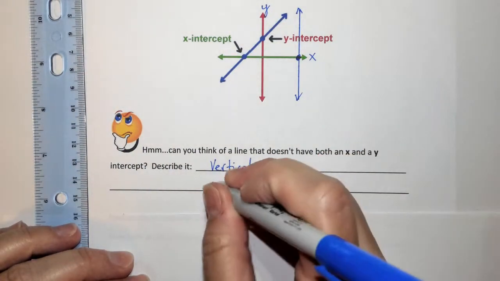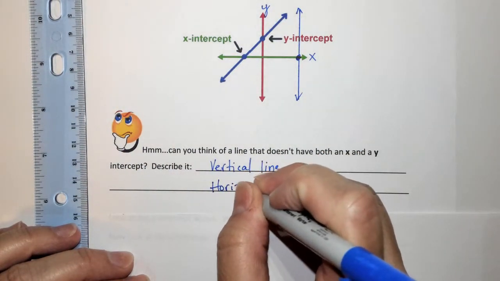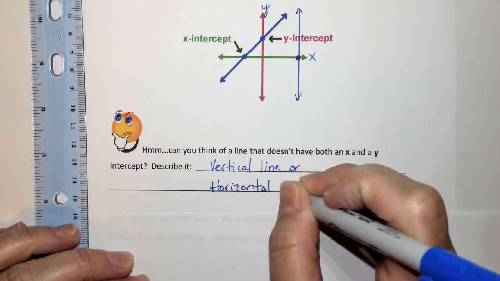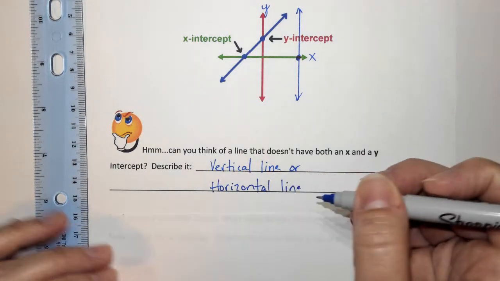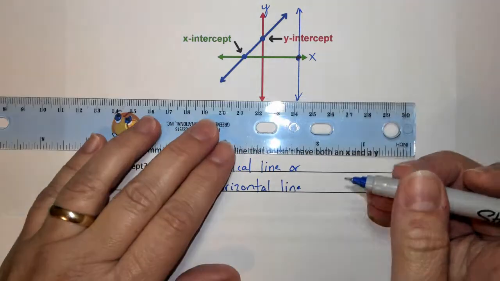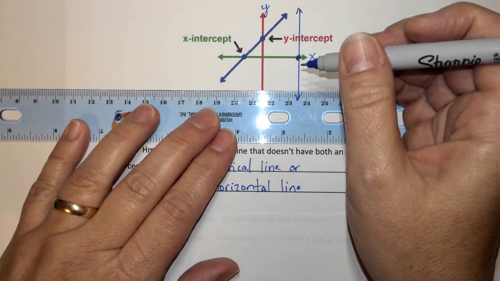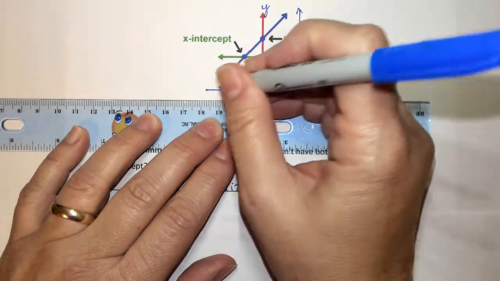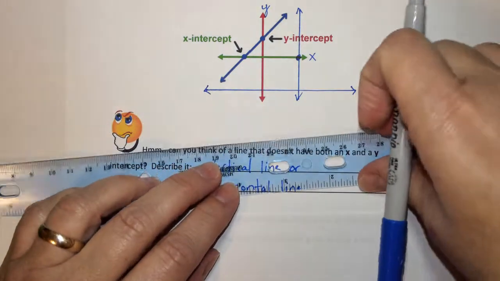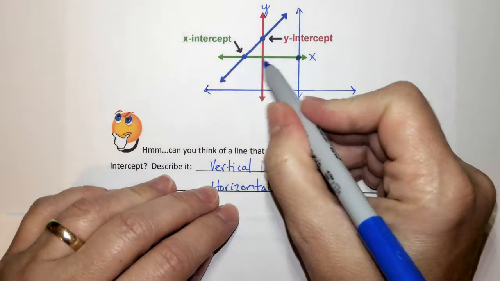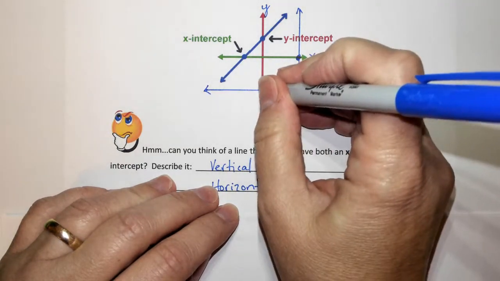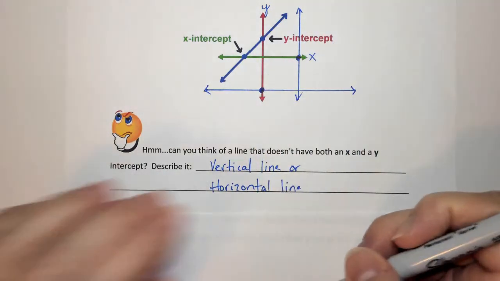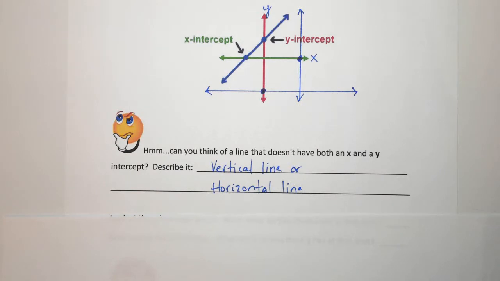Or maybe someone thought about a horizontal line, or a line that goes left to right. Well, let's just put one down here. And again, assuming that this is really straight or parallel to my x-axis, this would never cross the x-axis. It only crosses the y-axis. So those are two examples of lines that don't have both an x and a y-intercept.